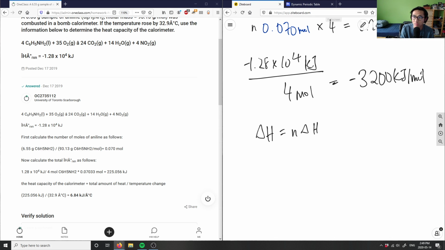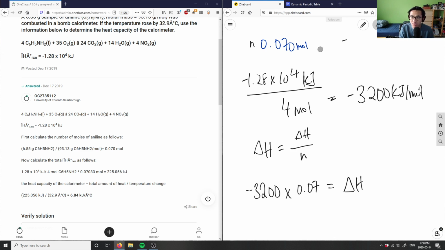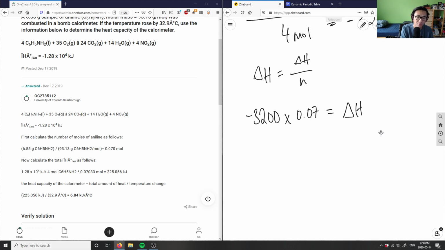Or sorry, this would be delta H divided by moles here. And what we have here is negative 3,200. I'm going to multiply that by our moles, which is 0.07, and that would equal our delta H. So this step was required, but they basically changed the energy first, and they didn't have to multiply that as well. So this would give us a value of negative 224 here. So delta H here would be negative 224 kilojoules.